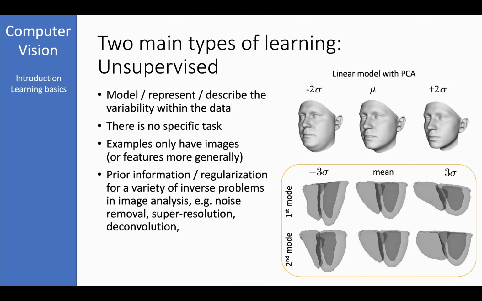And you might ask yourself, why is unsupervised learning useful? We've already seen part of it. Remember, we basically took a 2D image of the painter Van Dyck and created a 3D representation out of it. In a more abstract sense, they're quite useful for prior information, and they're used as a regularizer for a variety of inverse problems in image analysis. And this can be 3D reconstruction, it can be deconvolution, super resolution, or noise removal.